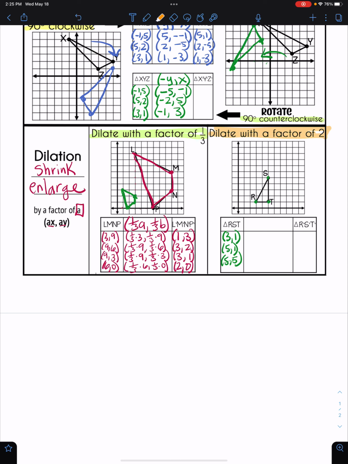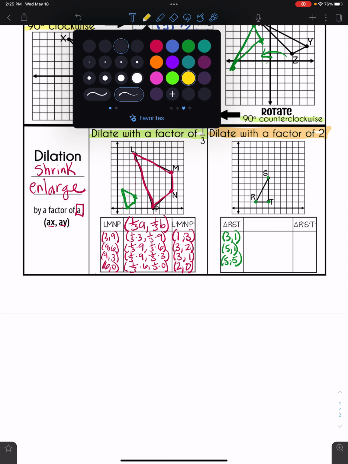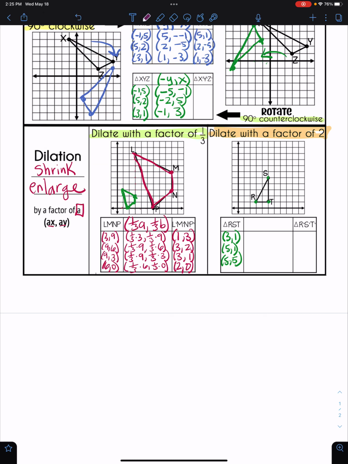So I'm going to multiply the X by 2 and the Y by 2. So I'm going to do 2 times 3 and 2 times 1. I'm going to do 2 times 5 and 2 times 1. And 2 times 5 and 2 times 5. So my new points are 6 and 2, 10 and 2, 10 and 10. Let's draw it.